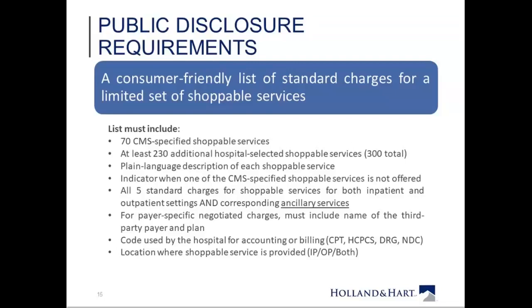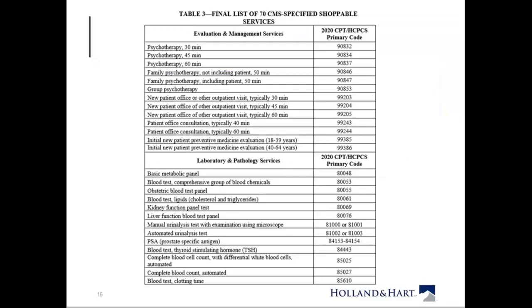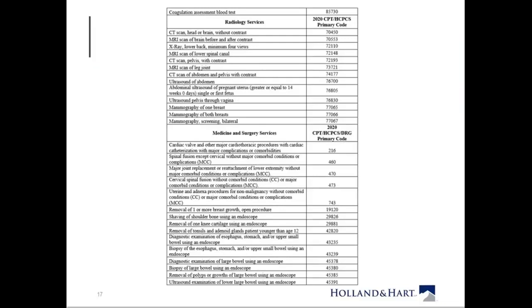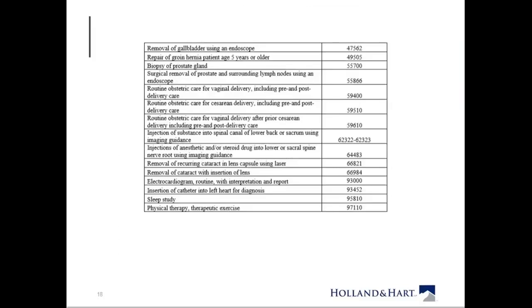As far as additional requirements of the list, well, actually first, here's the list of the 70 CMS-specified shoppable services. You can see they've listed the billing codes and then a description of the services. I think it's about 3 pages long. My slides are available after the presentation. I should have come out with a reminder, a link to the slides, so you're welcome. Or you can just go to the final rule. These tables are included in the final rule as well. So these are the 70 shoppable services that CMS expects to be included.